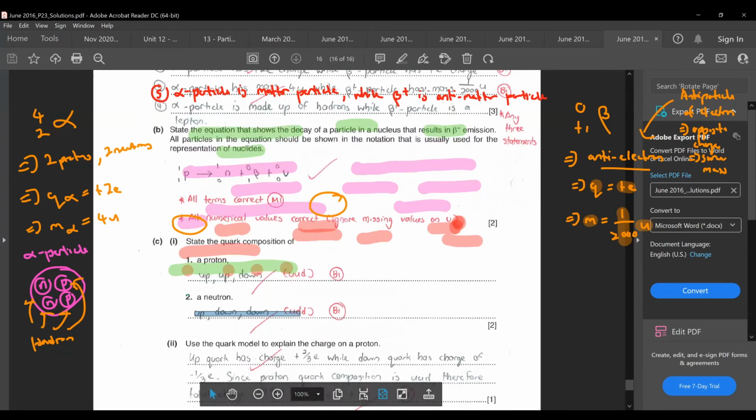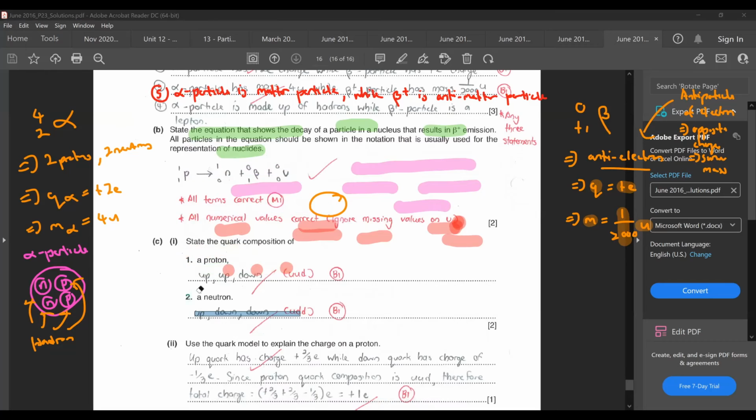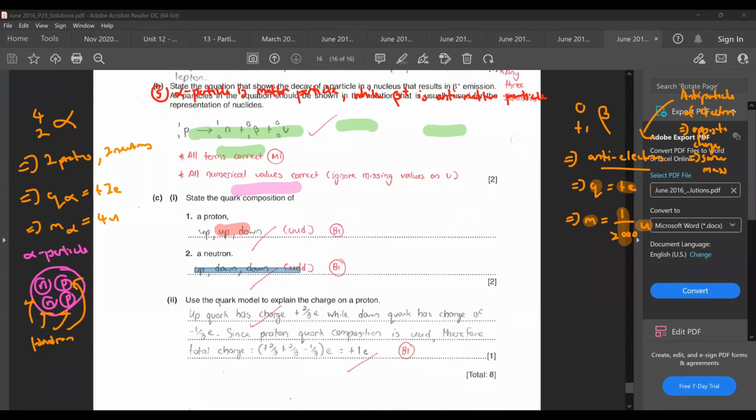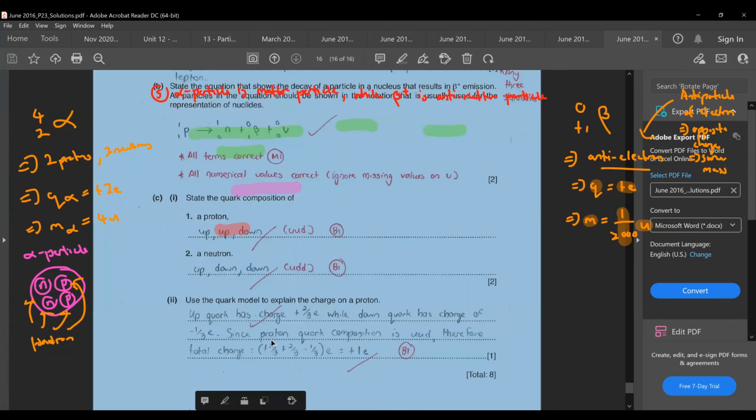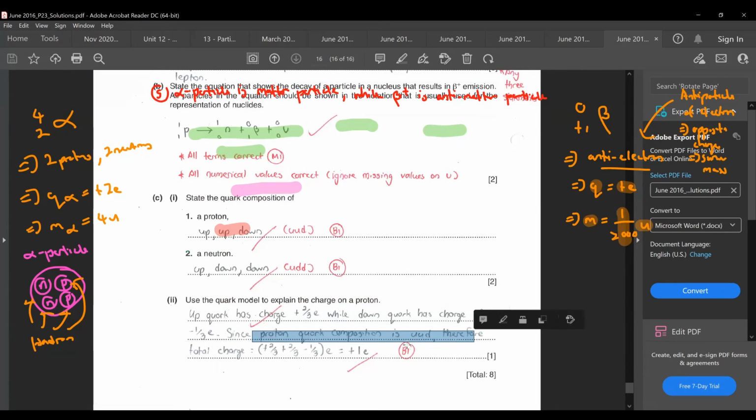Now the next thing you want to do is to explain the charge of a proton. This one you need to explain why the charge of a proton is plus e. So you have to write something like this. Up quark has charge plus 2/3e, while down quark has charge of -1/3e. Since proton has quark composition of UUD, therefore total charge is plus 2/3 plus 2/3 minus 1/3e, giving you plus 1e. Okay, so this one is for quark composition.